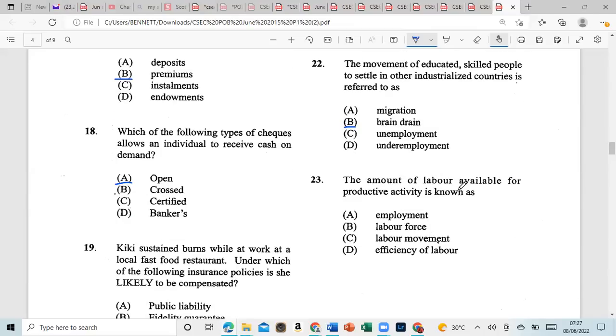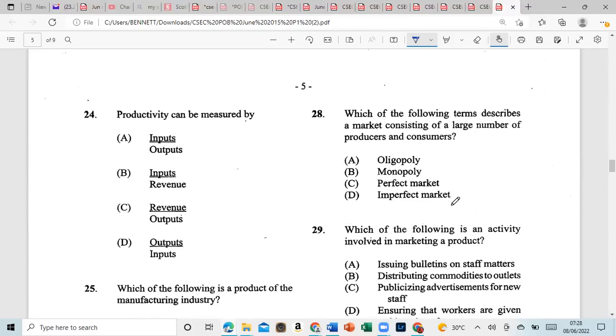The amount of labor available for labor force, labor movement, or efficiency of labor. And that would be the labor force. So far, so good. I've not said hit the like button. I've not said subscribe. I will not say it in this video, all right? 24, productivity can be measured by input over output, input over revenue, revenue over output, output over input. And 24, output over input.